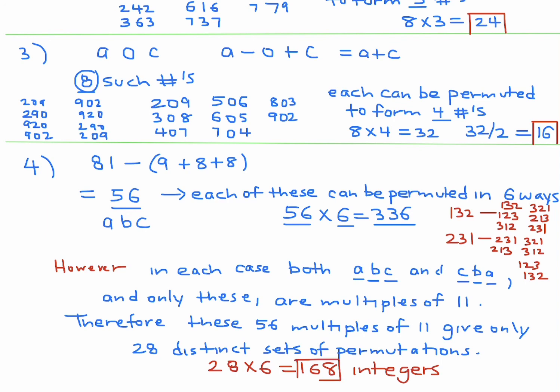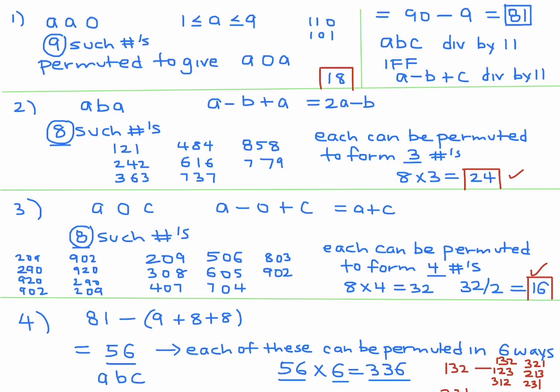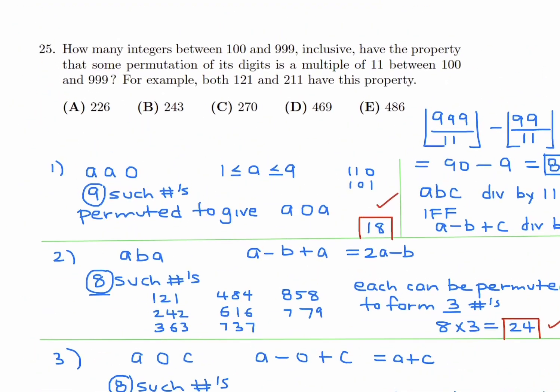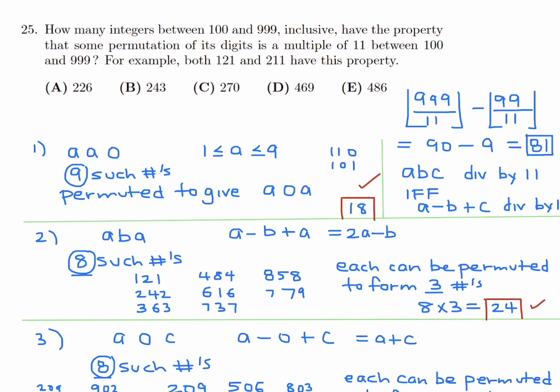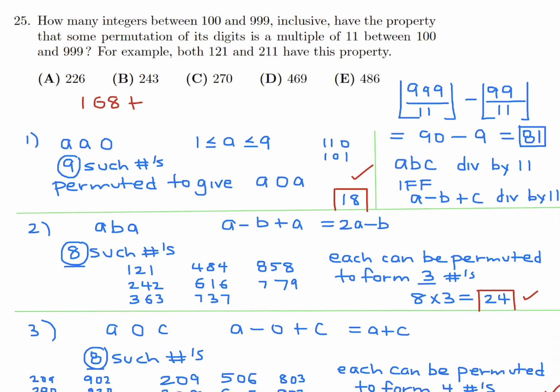So that is the number we are going to use. So let's add all this up. This 168 right here, plus this 16, plus this 24, plus this 18. So that is 168 plus 16 plus 24 plus 18, and that is 226. Therefore, the answer to number 25 is A.